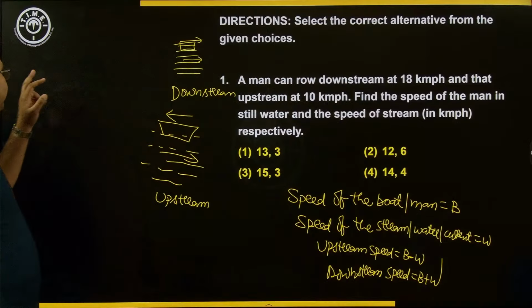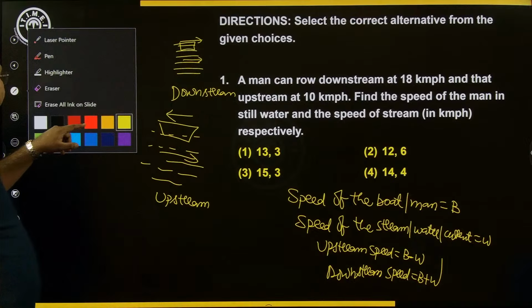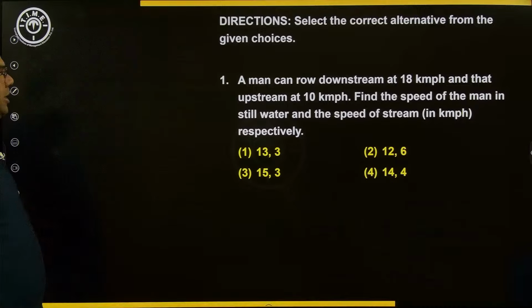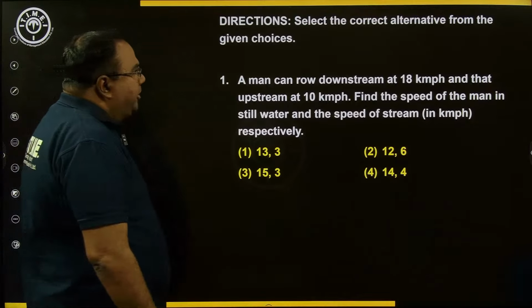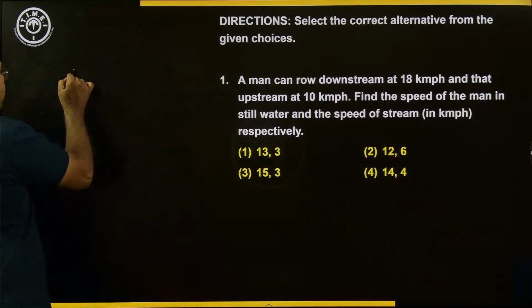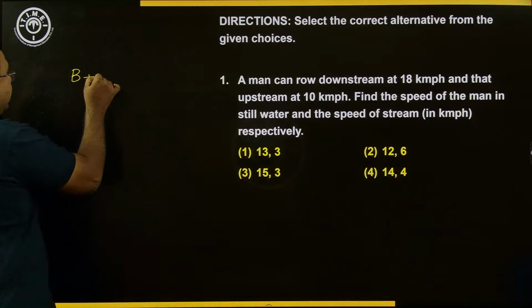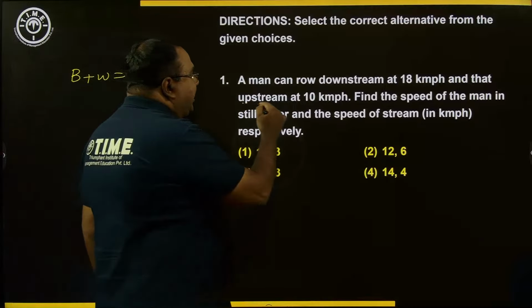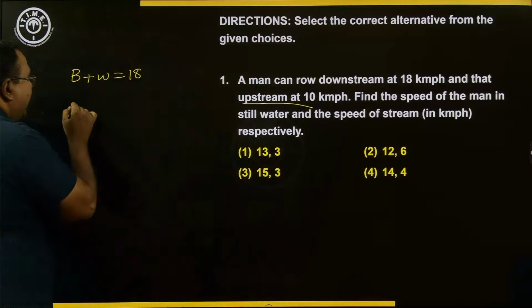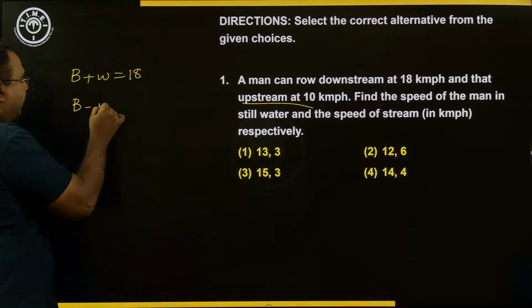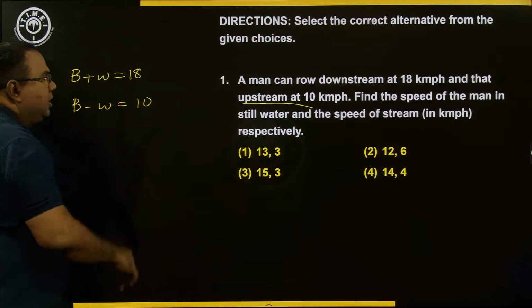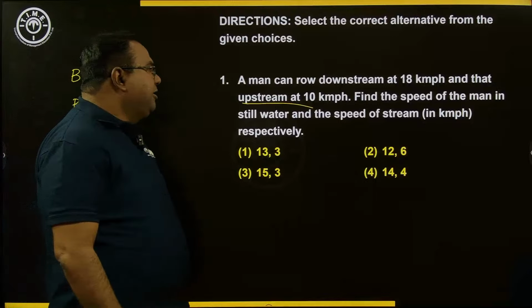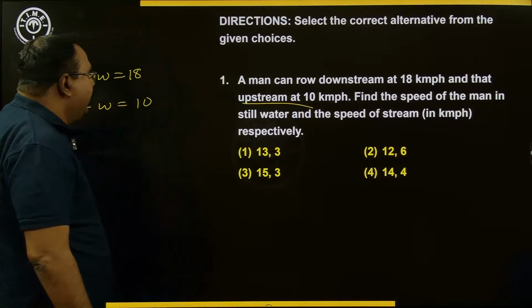So let's start. A man can row downstream at 18 kilometers per hour. So it is downstream speed. So downstream speed is B plus W. It is 18. And upstream at 10 kilometers per hour. That is upstream speed. B minus W is equal to 10. Find the speed of the man in still water and speed of the stream. Both we need to find out.